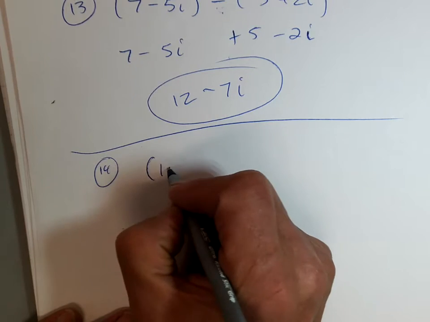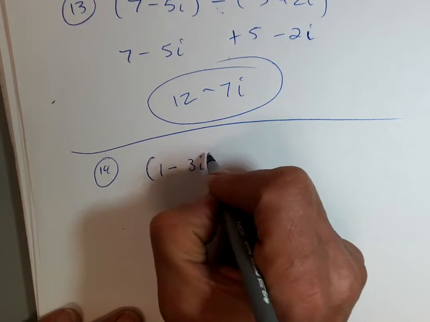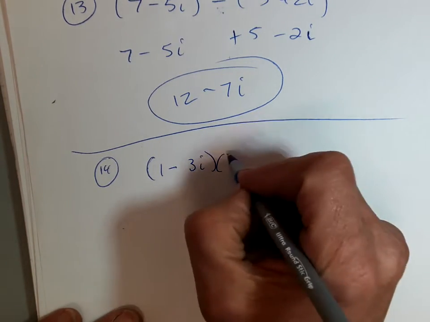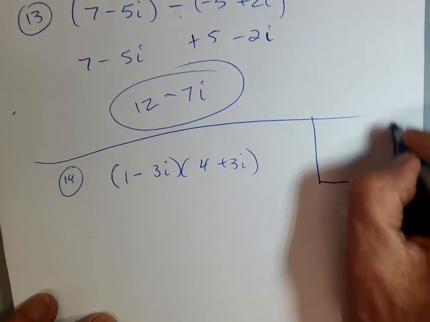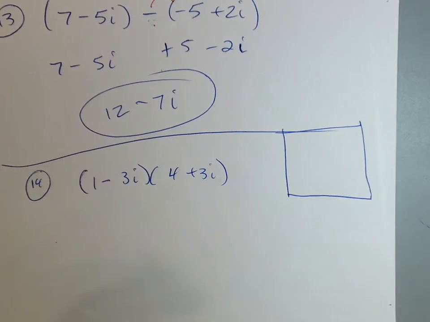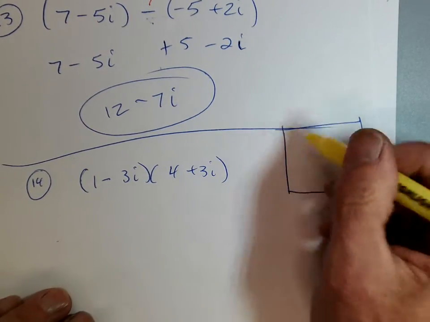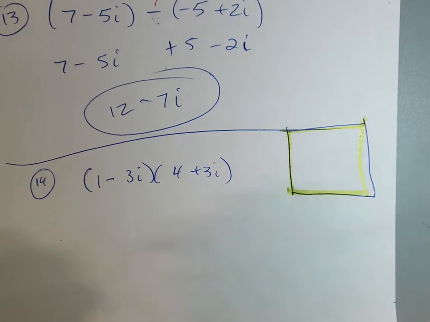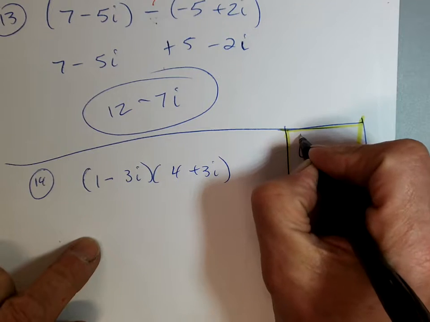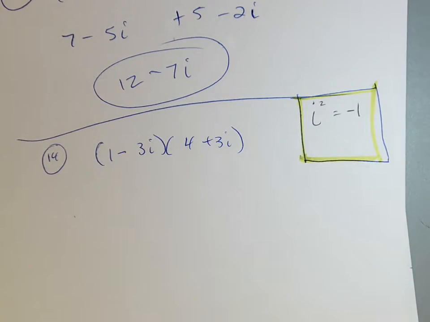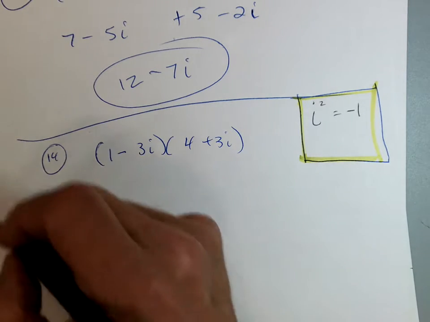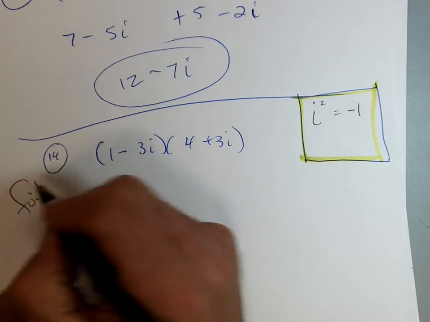Okay, 14. I'm getting there, aren't I? I have a 1 minus a 3i times a 4 plus a 3i. Before I even start, I'm going to make a little box over here to remember the big important thing: I squared is equal to negative 1. Okay, I'm going to put that there. We've talked about this before. So I'm just going to FOIL.